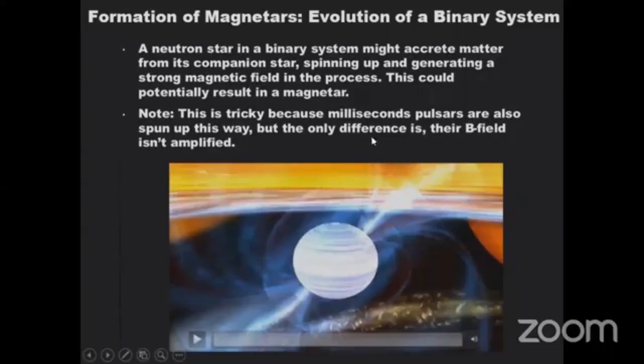Now, know that this is very tricky. This is the same process as a millisecond pulsar. This is how a millisecond pulsar acquires its huge spin. I've not explained it, but the only difference is that for a millisecond pulsar, the magnetic field is not amplified. The magnetic field is just normal, but the only thing that is amplified is the spin. Sometimes some crazy things happen, so it is not all of that obtainable.